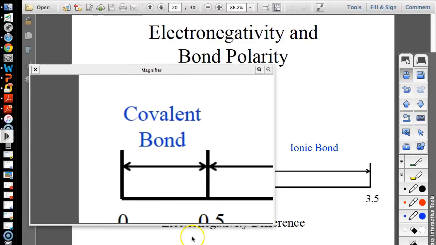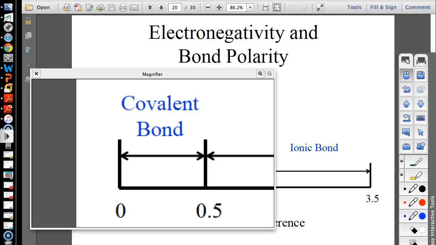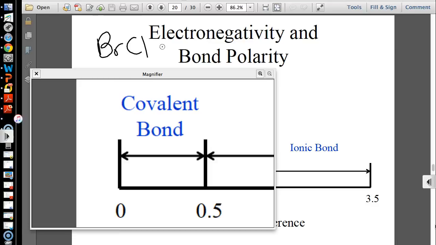You ready? If I look on my little chart here, you have electronegativity values in your textbook on page 265. Let's say I have a bond between bromine and chlorine. If you take the electronegativity value of chlorine and subtract the electronegativity value of bromine, you get 3.16, from the chart, minus 2.96, and you get a difference of 0.20, I think. Is that what the book has?